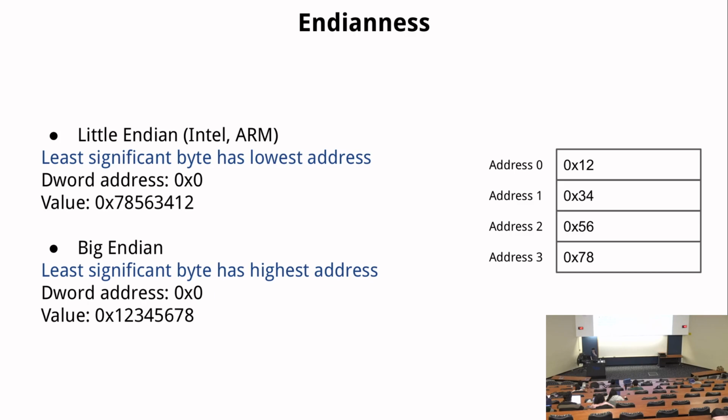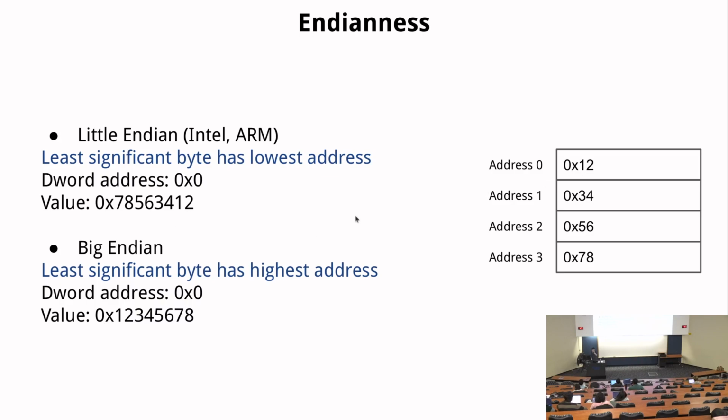Let's say we have a value in hex, 78, 56, 32, 12. This value takes 4 bytes, obviously. Because this is a little endian architecture, the least significant byte will have the lowest address. So which is the least significant byte here? That's 12, right? 12 is the least significant byte, which means when we store those 4 bytes in memory, that 12 in hex will be stored at a lower address. If we store the whole 4 bytes at address 0, it means 12 will be stored at address 0.